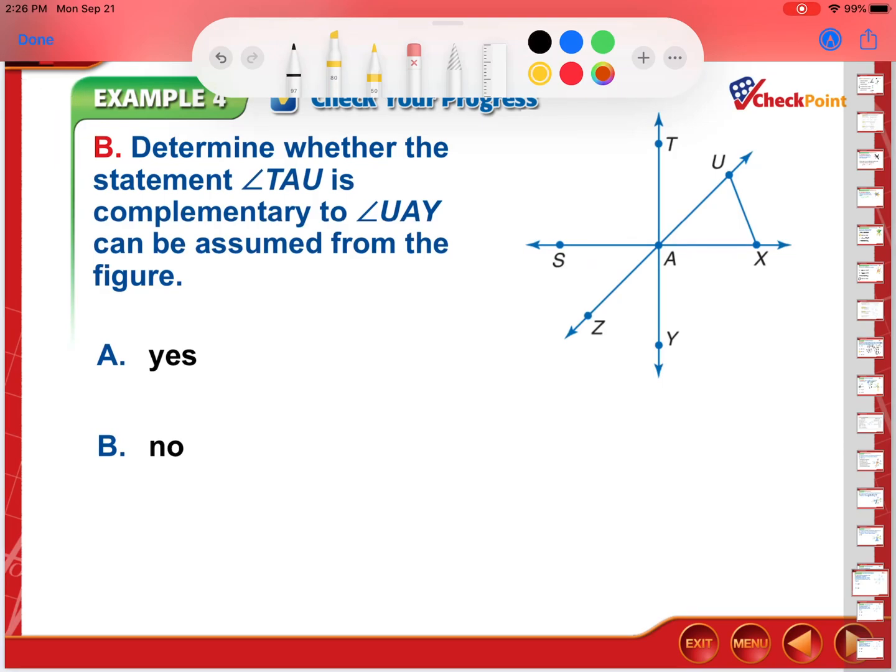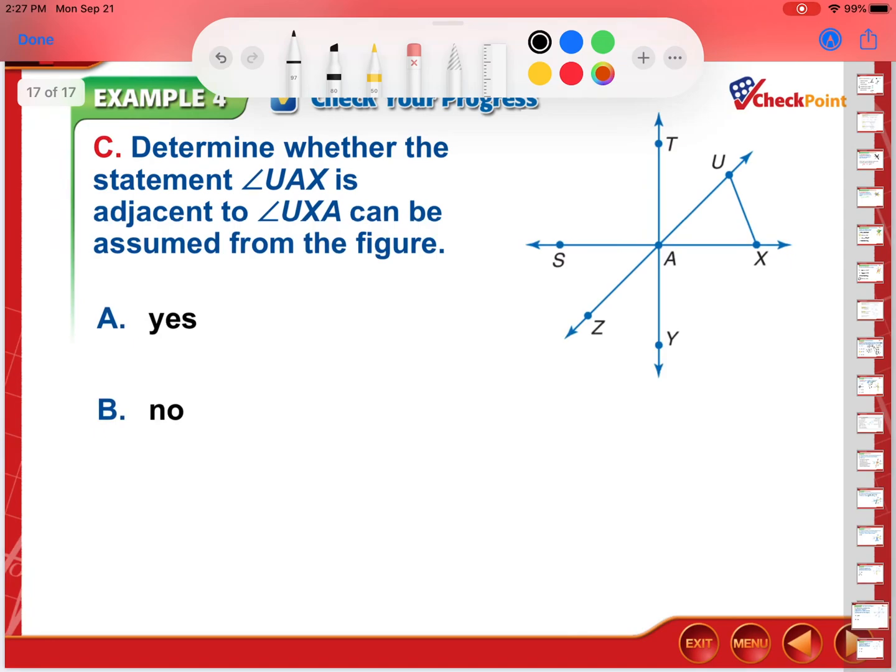Determine whether angle TAU is complementary to UAY. So, based on the picture, we can say that they're not complementary. And why they're not complementary is because they're in fact supplementary. Ray AT and ray AY are opposite rays, and then the ray AU makes another ray that is shared by the two angles, and so they're adjacent and they are supplementary. They add up to equal 180 degrees. So we would say no yet again.